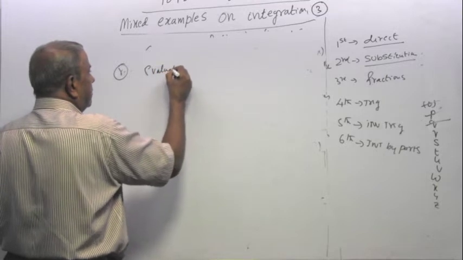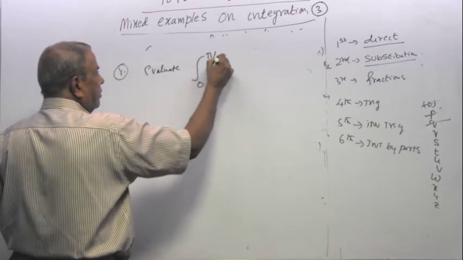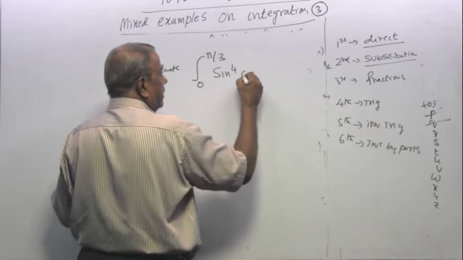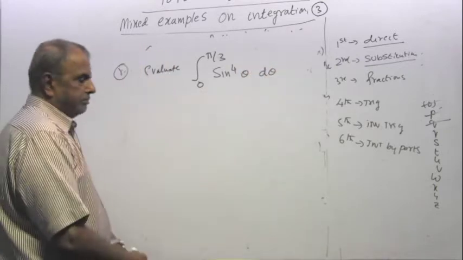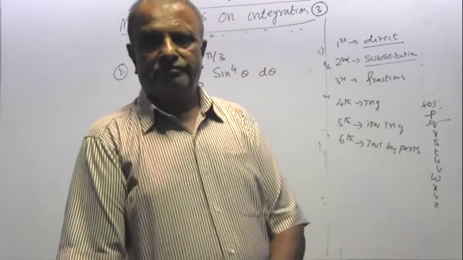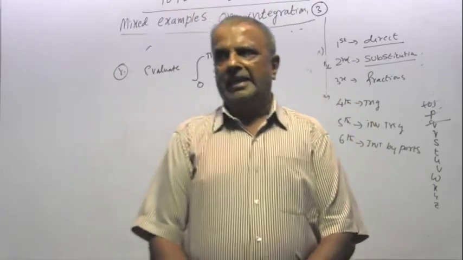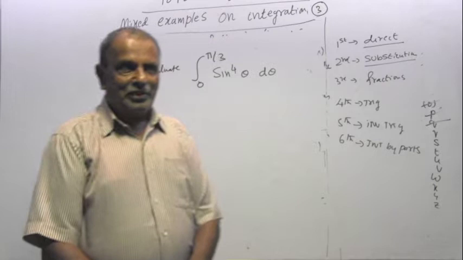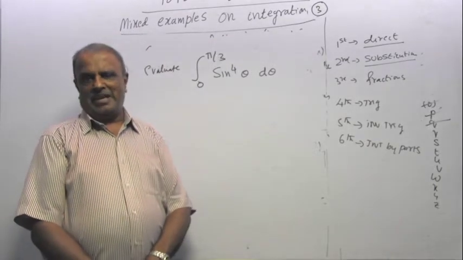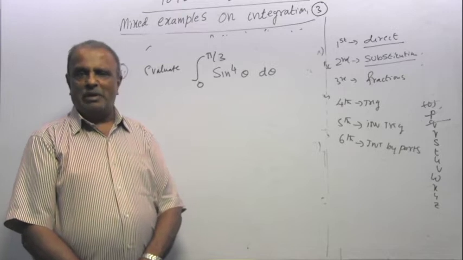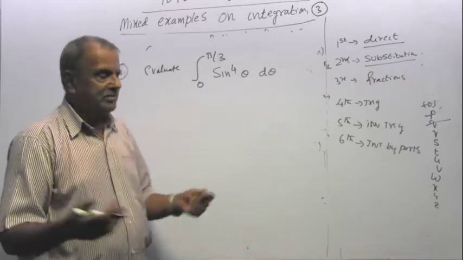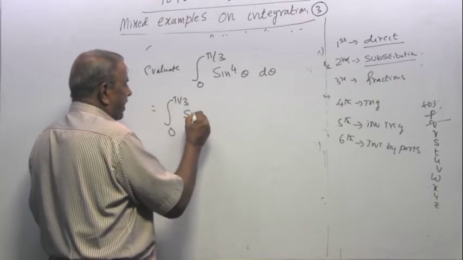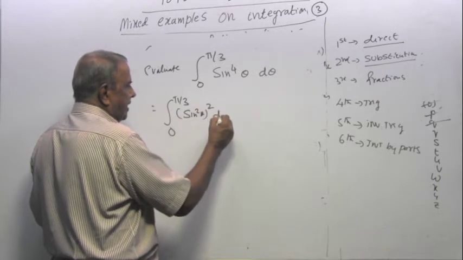Evaluate the integral from 0 to pi over 3 of sine to the power 4 theta d theta. I can't integrate this directly, and in this case I definitely can't use substitution. It's not a fraction. It's an even power of sine. The moment you have an even power, use the double angle formula. So write this as integral 0 to pi over 3 of sine squared theta whole squared d theta.